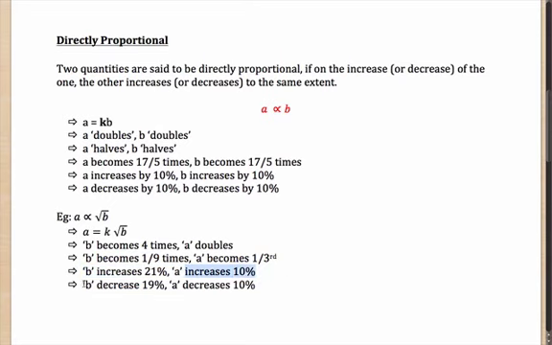Very similarly, what happens when B decreases by 19%? Let's say if it decreases by 19%, 100 minus 19 is 81. So it becomes 0.81 times the original, or B dash is 0.81 times B. Root of that, well, that is 0.9. So A becomes 0.9 of the original, or it decreases by 10%. That is how you can use the directly proportional relationship.